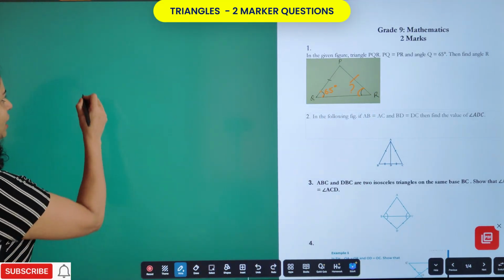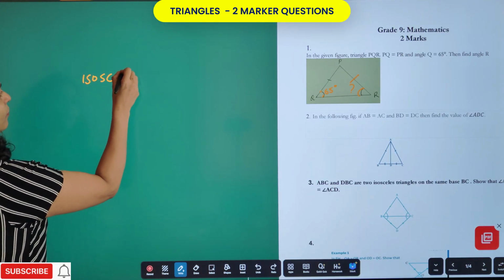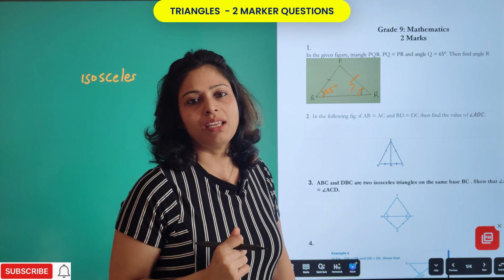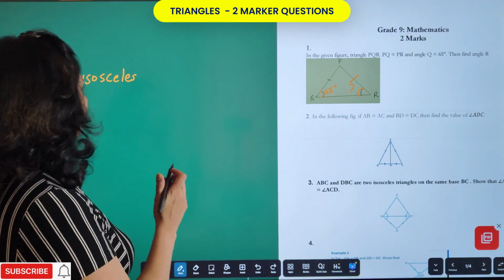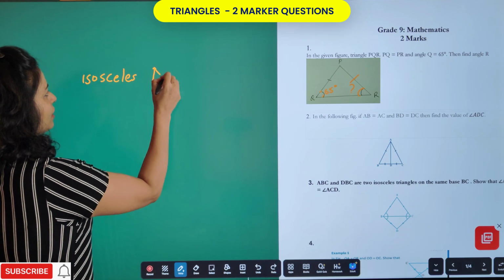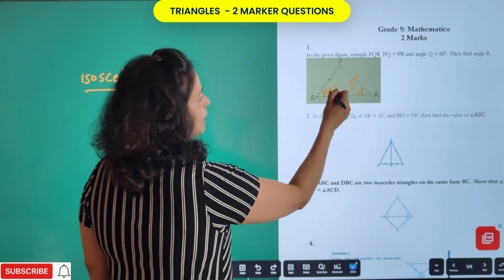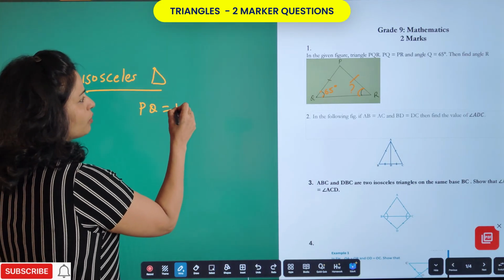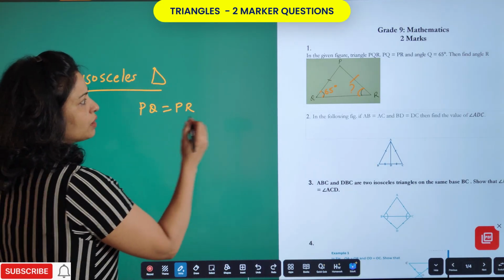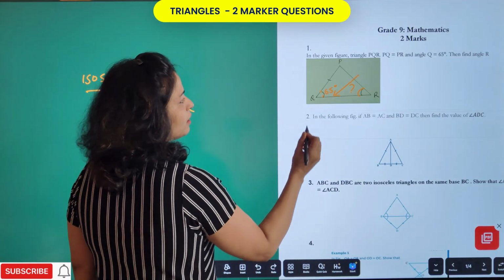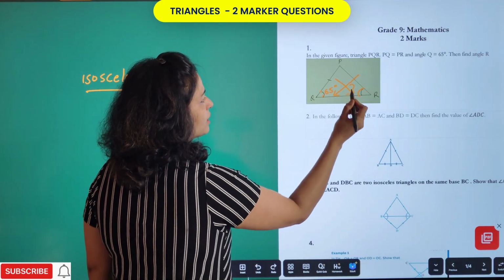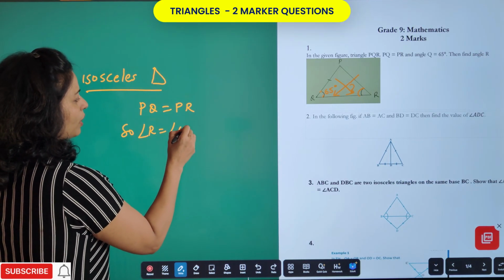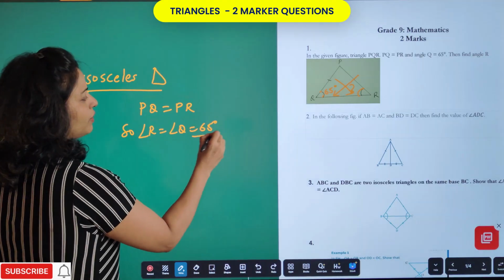So what we have studied in the isosceles triangle theorem. If you have not seen my last videos, please go and see my last videos. You will understand the isosceles triangle theorem, which says that the angles opposite to equal sides are equal. So here the equal sides are PQ is equal to PR, right? So the angle opposite to that is angle Q, and the angle opposite to this side is angle R. So we can say angle R will be equal to angle Q, that is 65 degrees.